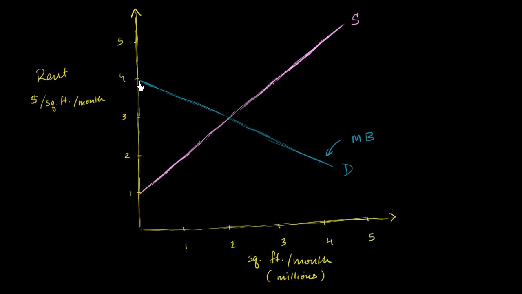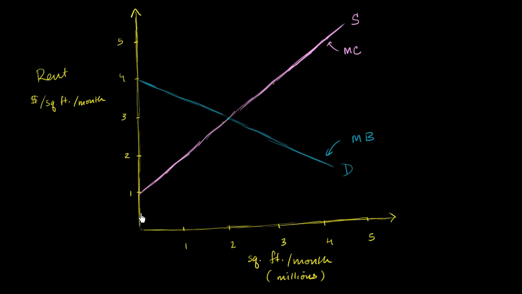marginal benefit. People were desperate to get an apartment, to get some place where they could rent and they could live. So it has a huge marginal benefit, and then the marginal benefit for every incremental square foot starts to go down. Likewise, we can look at the supply curve, and we're going to look at this as the marginal cost curve.